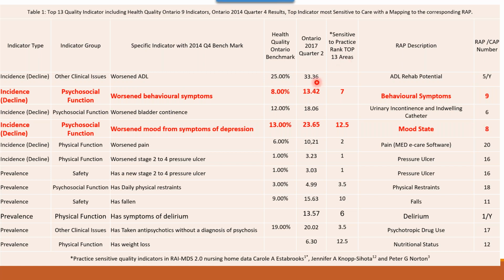Now currently in Ontario, most recent I should say, the average is 13.5% of residents experience a worsened level of behavioral symptoms. So behavioral symptoms decline. And you can see the goal that's set for Health Quality Ontario is 8%. So there's still some way to go there to reduce that other 5.4% that we're looking at.